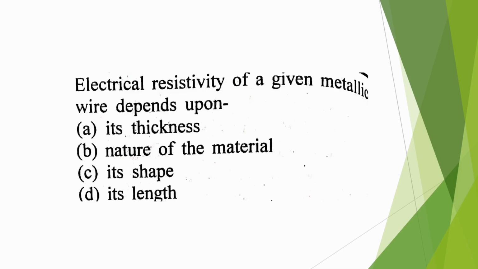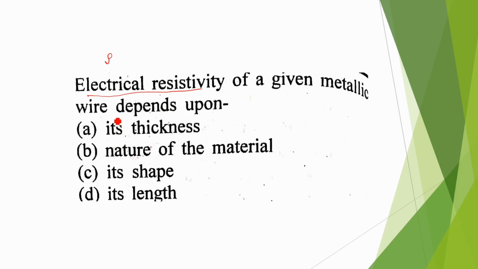Next, electrical resistivity of a given metallic wire depends upon its thickness, nature of the material, its shape, its length. As discussed earlier, dear students, I have already told you that resistivity is a characteristic property of the material itself, is not it? It is defined as the electrical resistance of a conductor of unit cross-sectional area and unit length, and is denoted by the symbol rho.